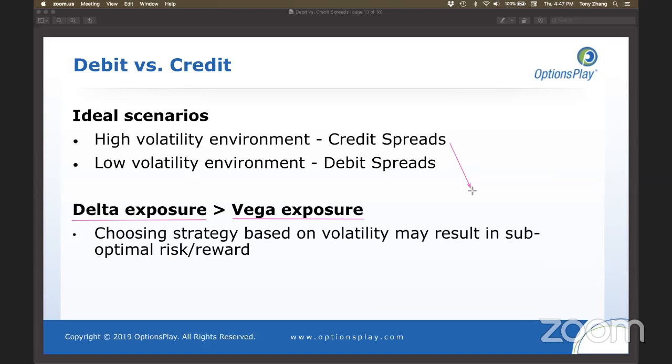And this is something that it's hard to convince people of, because it's hard to actually show you real numbers. And that's why I want to use options play to try to show you this last piece. But for those of you that answered yes, I'm curious to see if what I just said makes sense to you, that the delta component of your credit versus debit spread is larger than the volatility component. If that makes sense, please type yes. If that doesn't make sense, please type no.